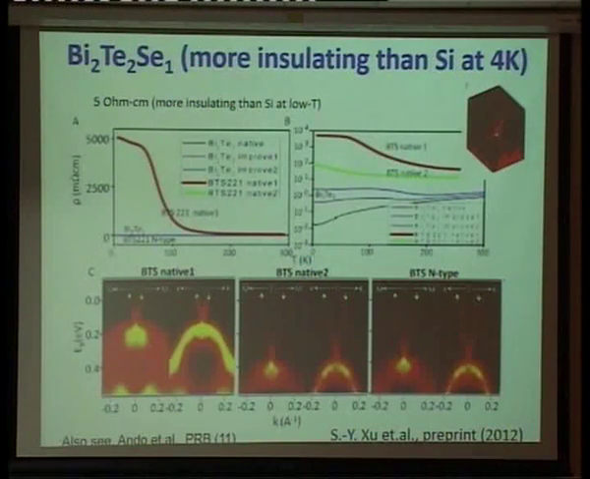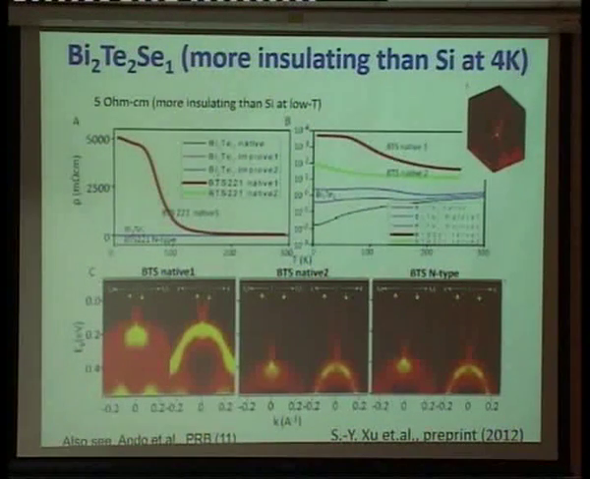Now, going back to Shankar's question regarding whether the samples are improving, here is the data. This is 2008. And then we have orders of magnitude improvement. We have fairly insulating samples. In fact, it's more insulating than silicon at 4 Kelvin. The catch is that mobility is low. Yes, this is just resistivity, regular, as a function of temperature.